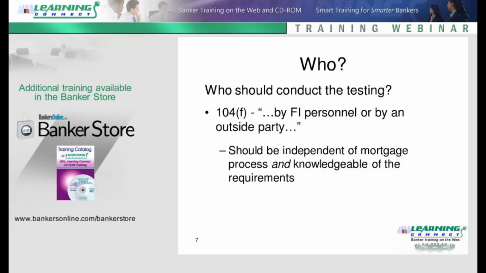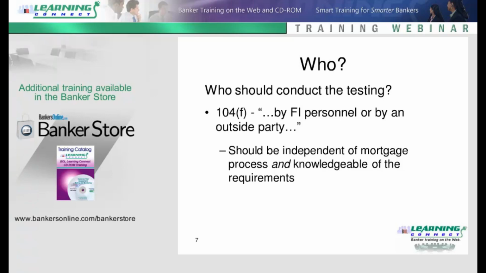Regardless, it's a lot like BSA in that they should be independent of that process, because you cannot be independent and at arm's length as a disinterested individual if you're involved in this. It's kind of hard to criticize your own work or the person who signs your paycheck. So they should be independent of the mortgage process, just like your BSA review does not have to be outsourced, but it should be someone who's independent of that process. Also, and please notice that I emphasize, knowledgeable of the requirements.